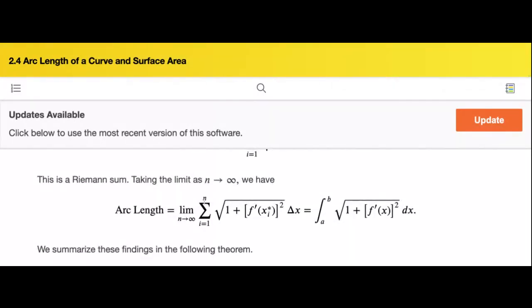Then we let n run to infinity, so we take the limit as n approaches infinity. So we get this arc length formula. From A to B, let's say x equals A to x equals B, we want to find the arc length. We have the square root of 1 plus this. Okay, let me go to the whiteboard to explain how this changes.